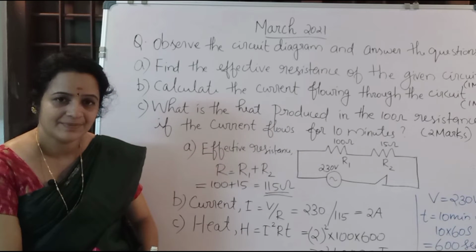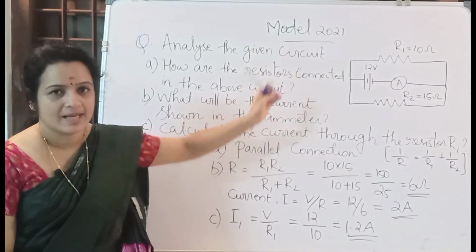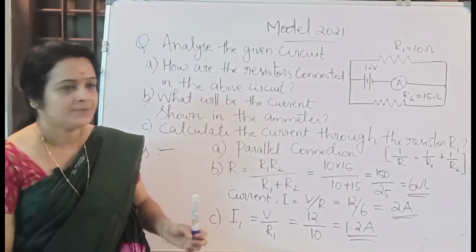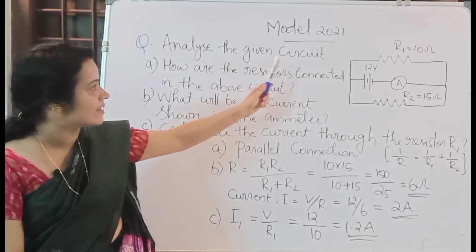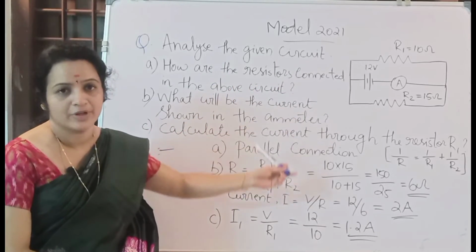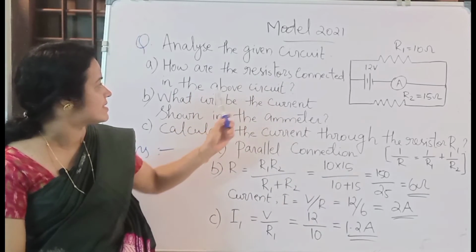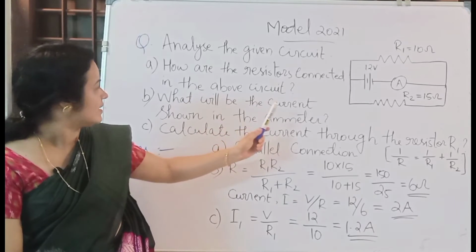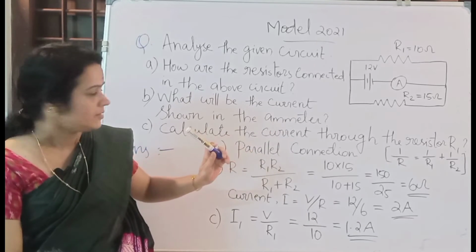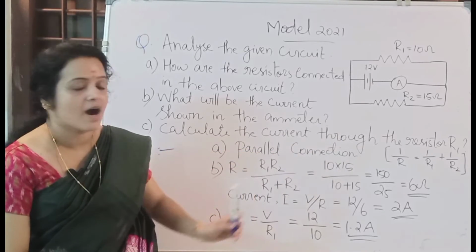Okay, is it clear? It was asked in the 2021 model examination. Can we move to the next question? We have a circuit diagram and we have to analyze the given circuit and answer the following questions. The first question is, how are the resistors connected in the above circuit? Second, what will be the current shown in the ammeter? Third, calculate the current through the resistor R1.